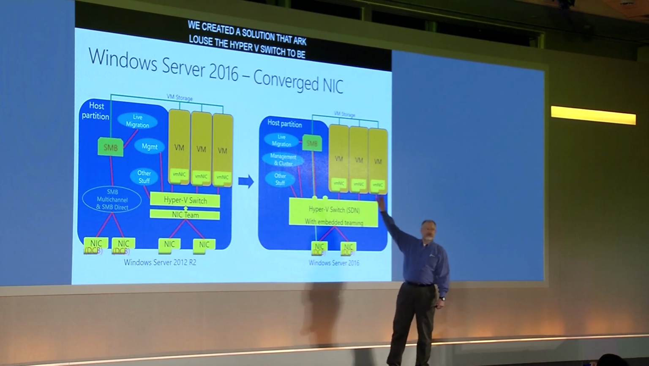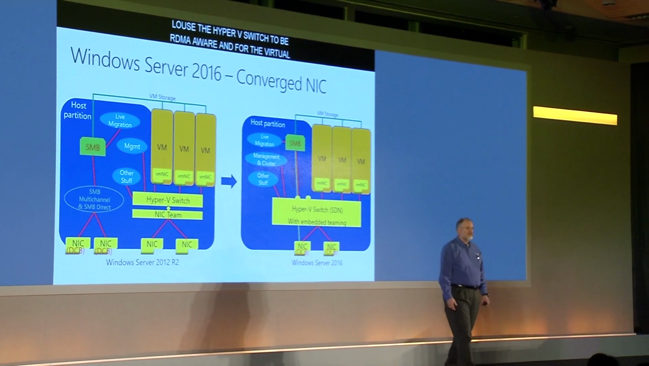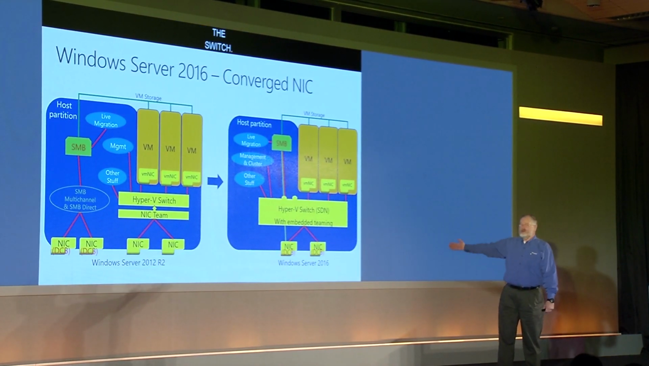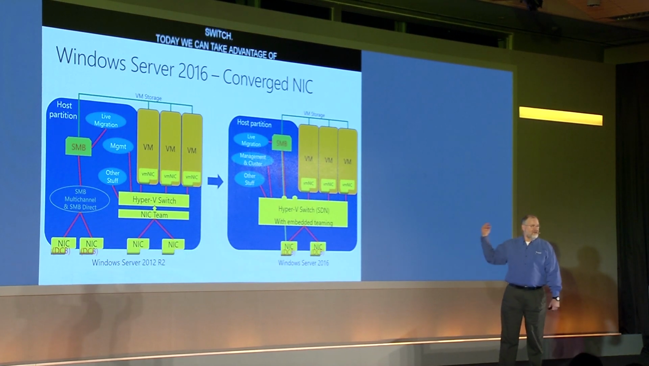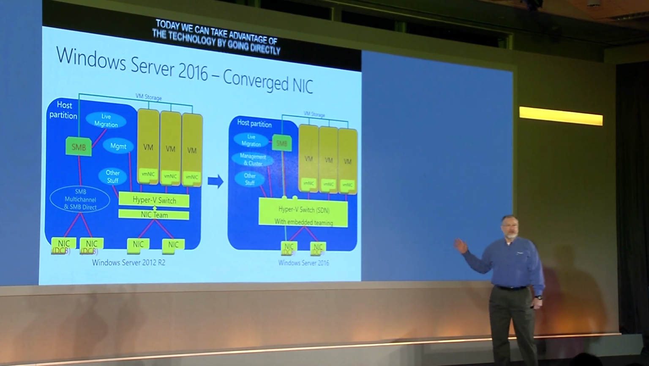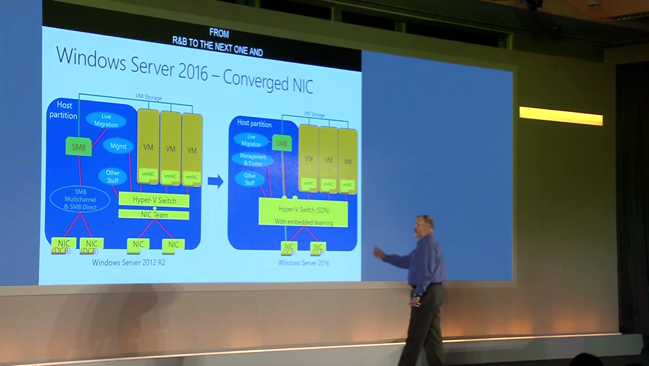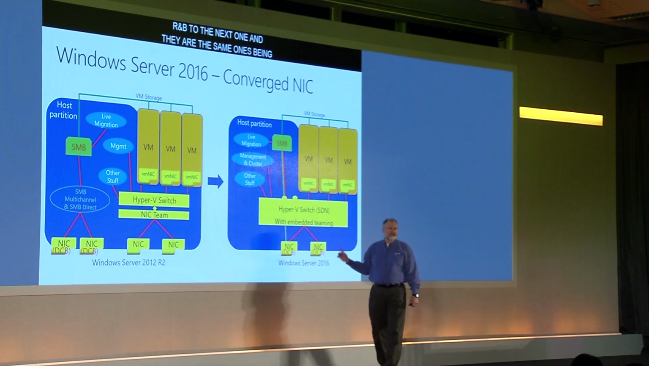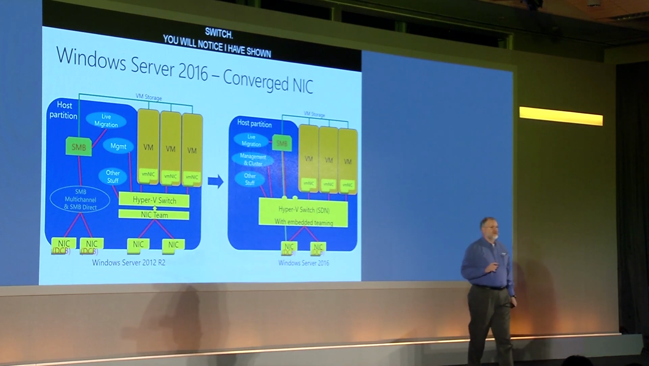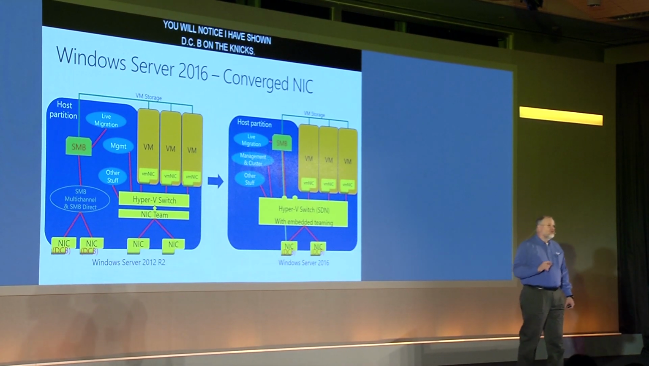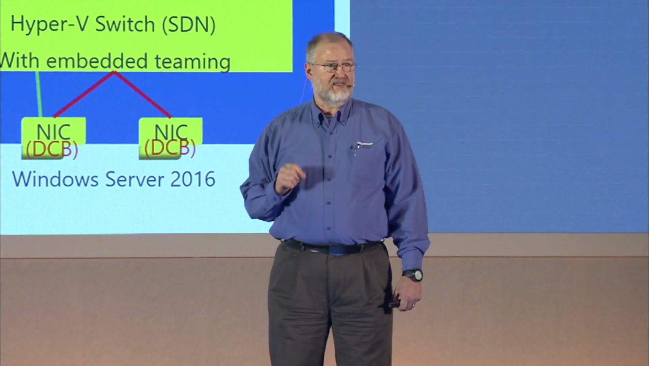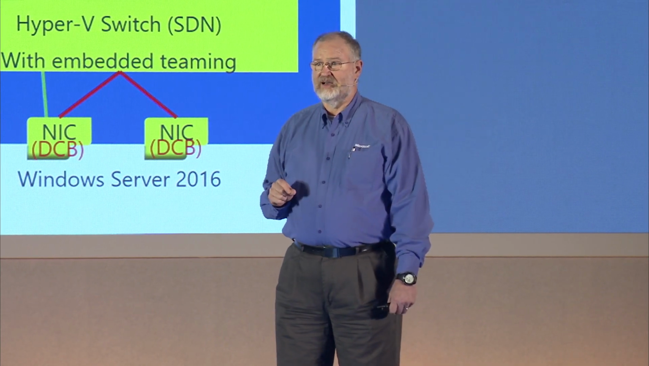So that today we can take advantage of the RDMA technology that SMB uses, Storage Spaces Direct uses, by going directly from SMB to the NICs with RDMA, and they're the same NICs that are being used by the Hyper-V switch. Now you'll notice in here I've shown DCB on these NICs, data center bridging. That's because if you're using the RoCE technology of RDMA, you must have DCB installed and operational. It's the only way to get the lossless network that RoCE depends on.